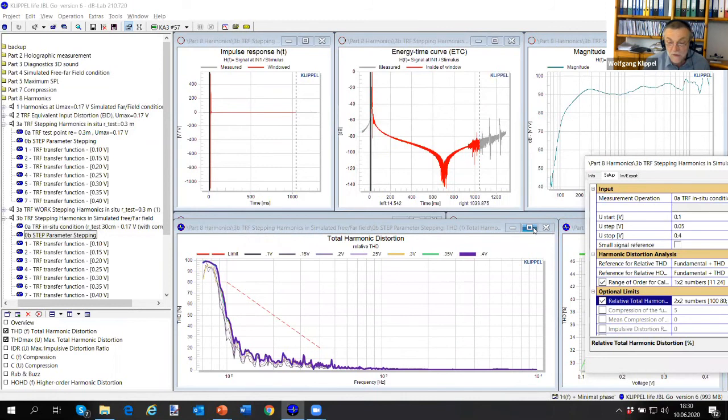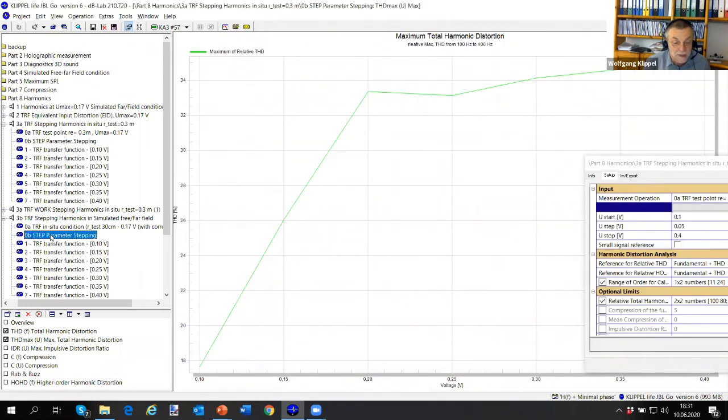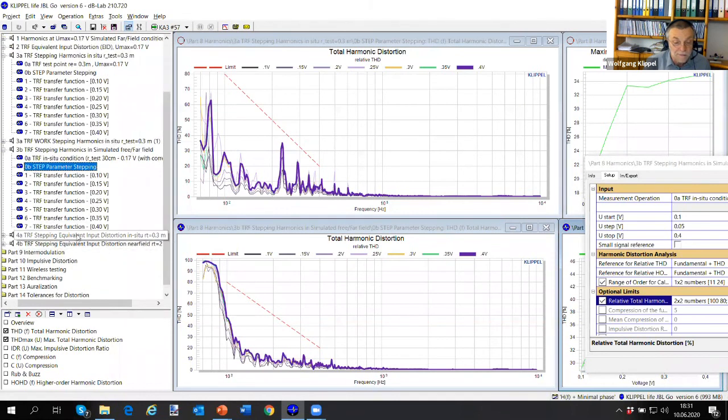So, okay, and now here you see the result. I get the expected behavior. It's much smoother. The room is suppressed. We are now below 10%. If I'm comparing that with the other one, then you see the difference. This is with the room correction curve. That's without. No? Okay, and now comes the equivalent input distortion.